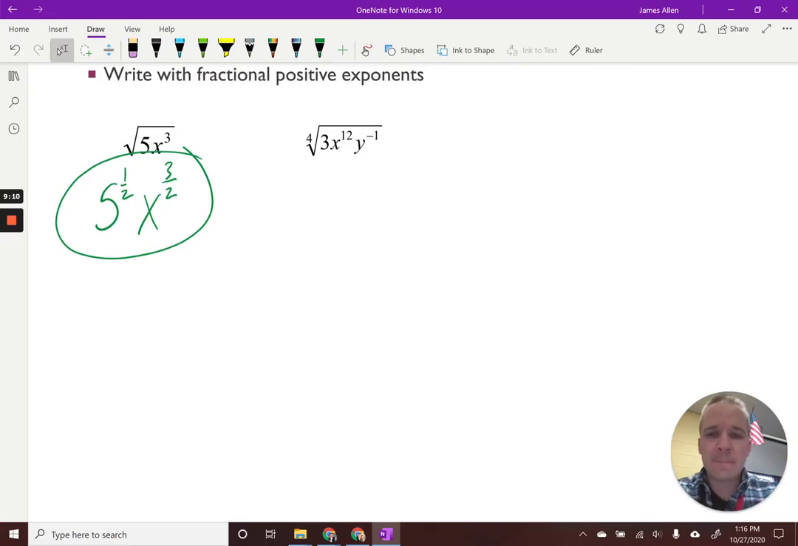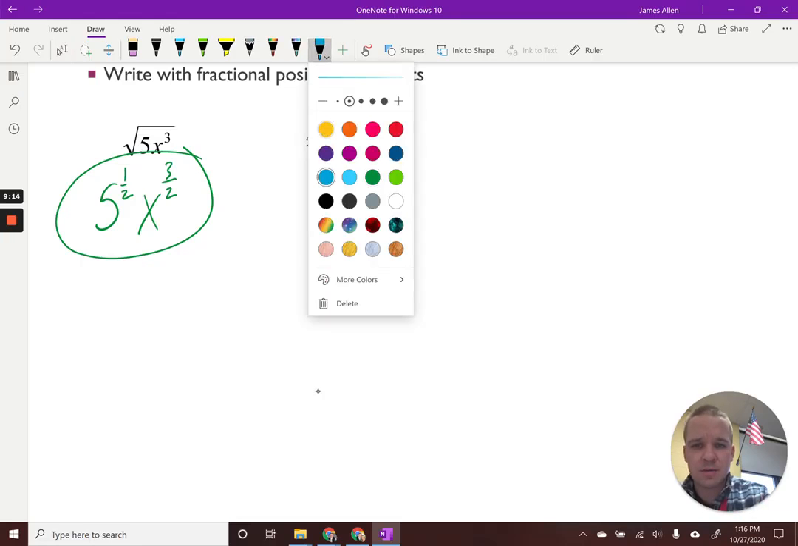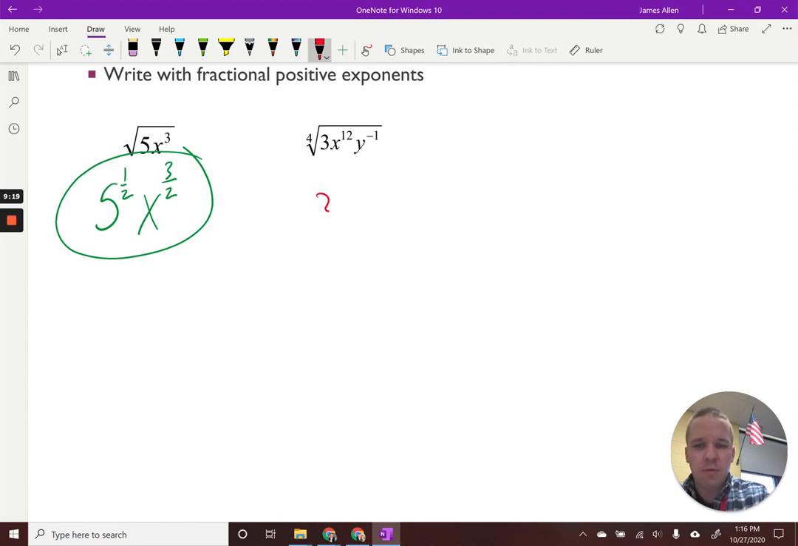All right, this one. Well, I'm going to rewrite this as, we'll go red. There we go. 3 raised to the 1/4. And then I will have x raised to the 12/4, and then I'll have y raised to the negative 1/4, right? So everything was to the 1/4, distributed that through.